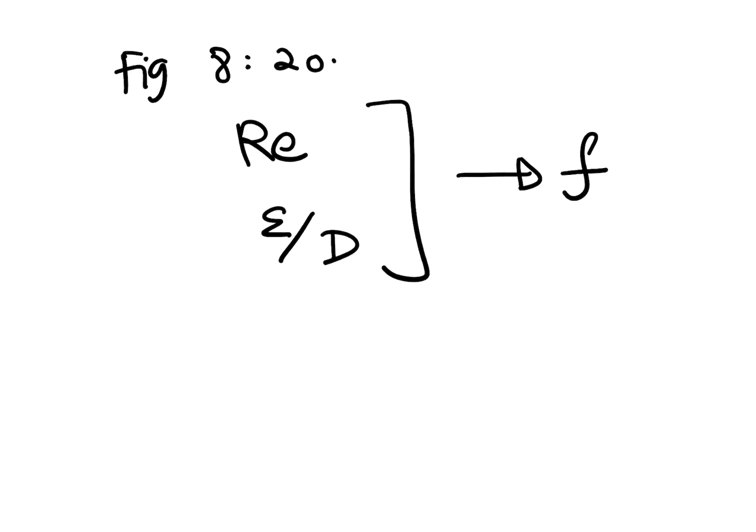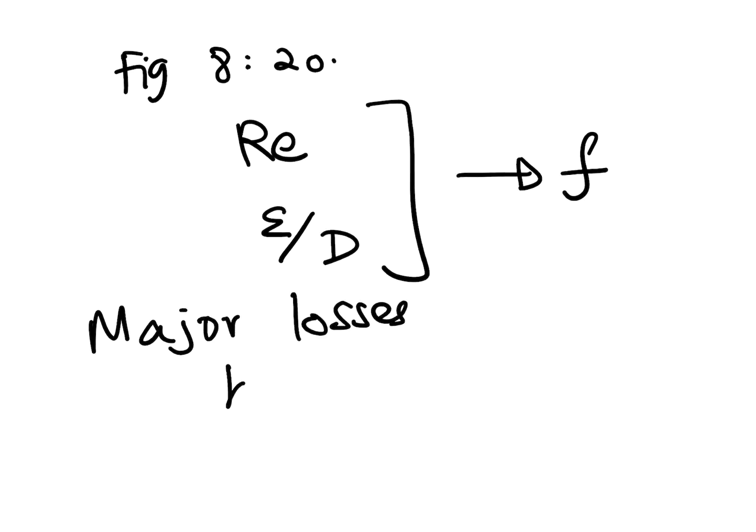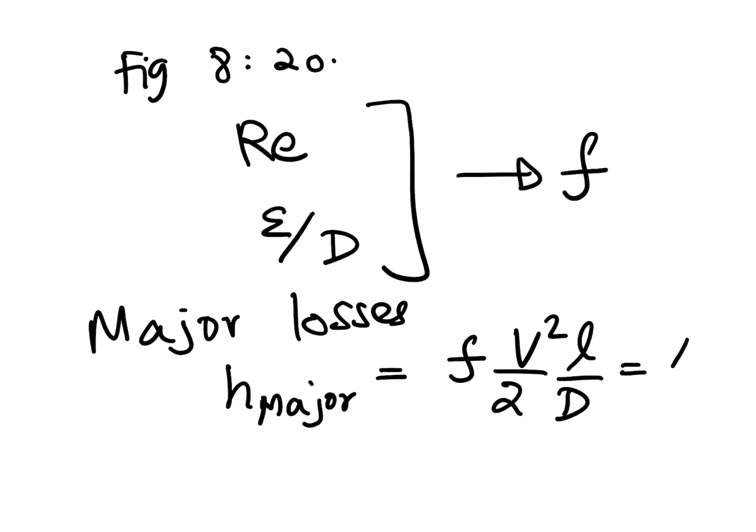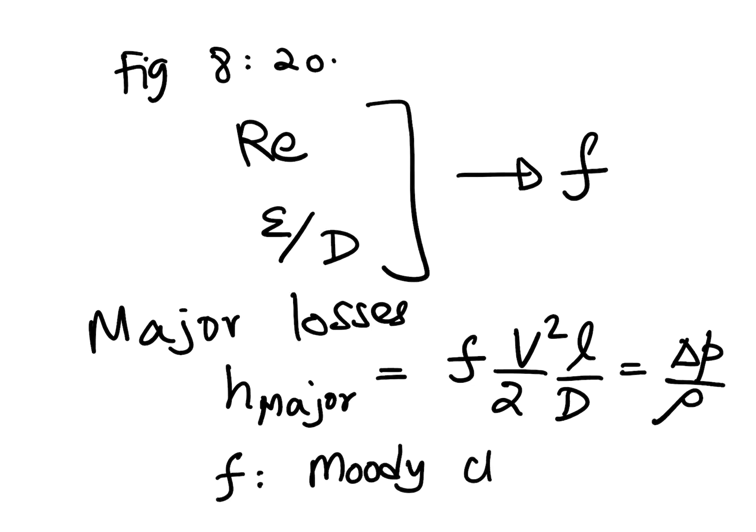So to wrap up major losses, HL or H major is defined as F times V squared over 2 L by D. This is equal to the head loss, delta P divided by rho, across a pipe section. To get F, we use the Moody chart, for which you need to know the Reynolds number and relative roughness of the pipe. We will see these through examples.